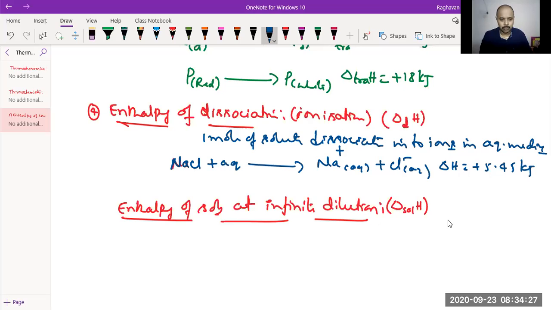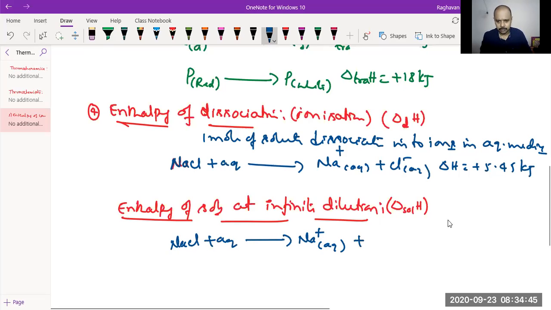So the same equation, for example, you can write NaCl plus aqueous, it gives Na+ and Cl-. But what is the condition? If you add solvent at any stage of dilution, add excess solvent, heat change should not be produced. Then that point is called enthalpy of solution at infinite dilution.